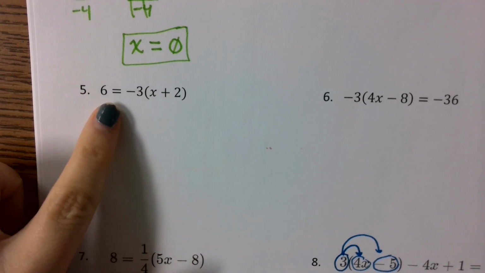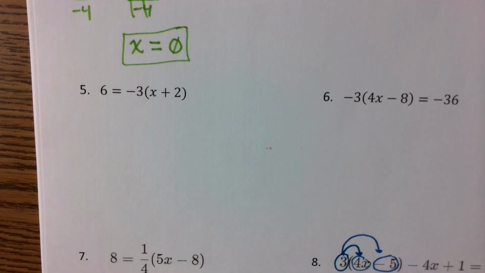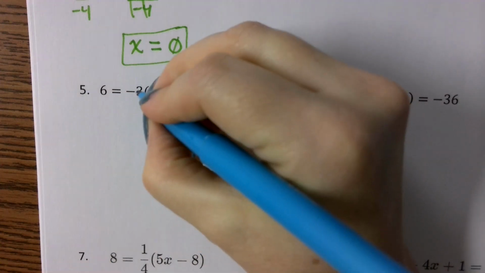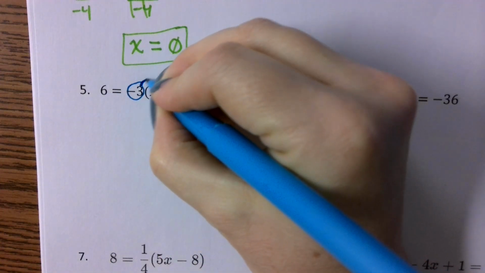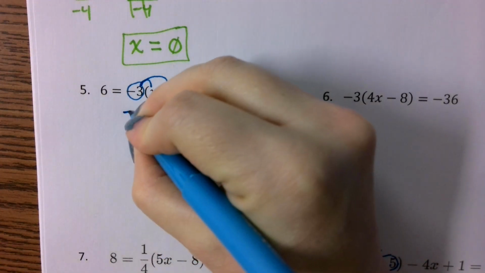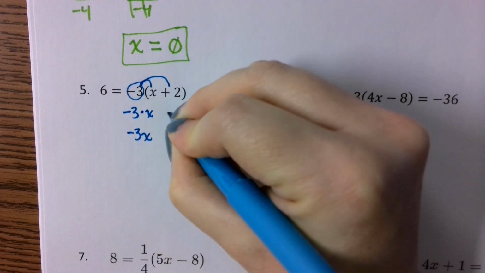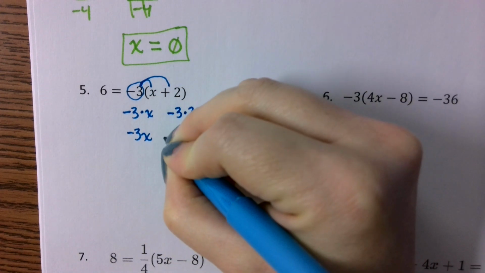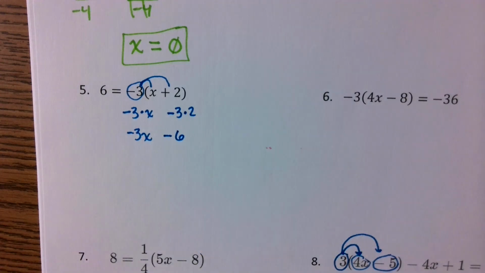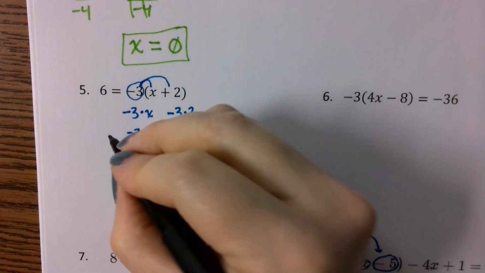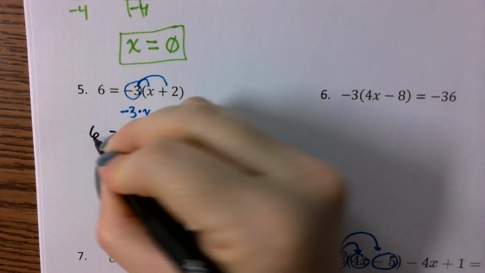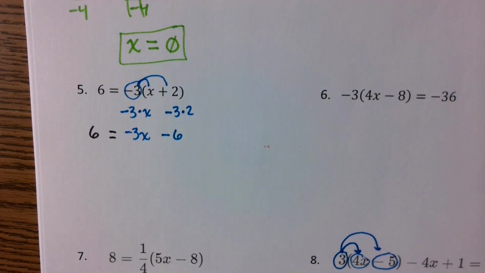All right, let's take a look at problem number 5. We have 6 is equal to negative 3 times the quantity of x plus 2. Distributive property? Yeah, we do. We're going to do negative 3 times x and negative 3 times 2. Negative 3 times x is going to give us negative 3x. Negative 3 times 2 is going to give us a negative 6. So we now have negative 3x minus 6, and that is equal to 6. All right. Combining like terms?